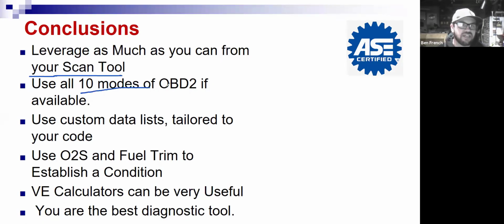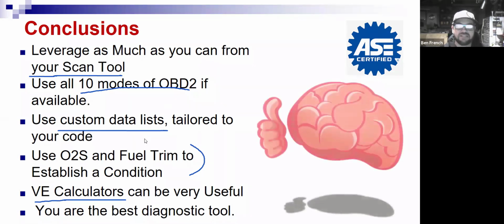Use all the modes that you have of OBD2. Build custom data lists so you can look at just what you want to look at. And of course, always try to leverage your O2 sensors and your fuel trim to help you establish a condition. Am I running rich or am I running lean, right? In certain situations like lean fuel trim codes, that VE calculator can be super useful. But at the end of the day, you guys and your smarts are the best diagnostic tool that you could have, right? So I encourage you to take more classes and training as you go through the program at ARC.